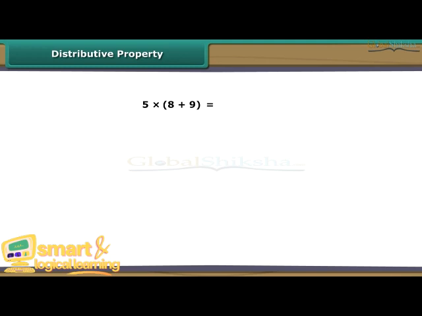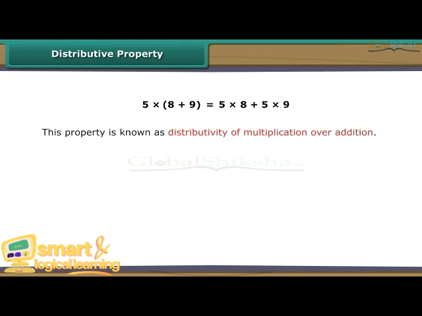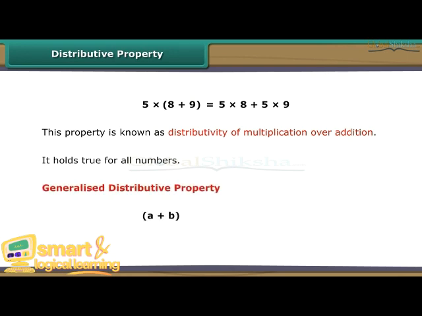It can also be written as 5 into 8 plus 5 into 9. This property is known as distributivity of multiplication over addition. It holds true for all numbers. We can therefore generalize it with variables as (a plus b) into c is equal to a into c plus b into c.